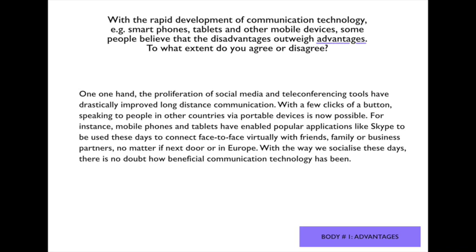With a few clicks of a button, speaking to people in other countries via portable devices is now possible. For instance, mobile phones and tablets have enabled popular applications like Skype to be used these days to connect face-to-face virtually with friends, family, or business partners, no matter if next door or in Europe. With the way we socialize these days, there is no doubt how beneficial communication technology has been."